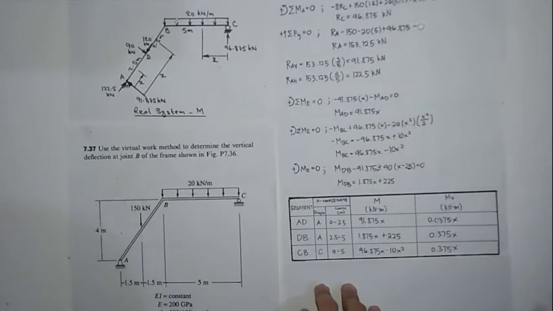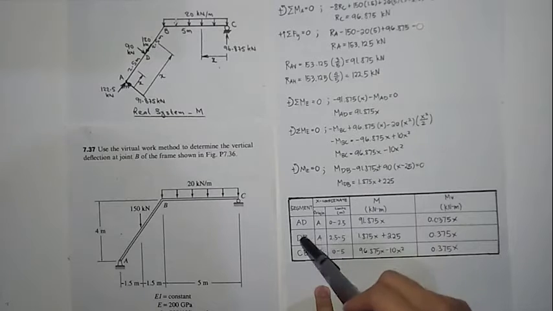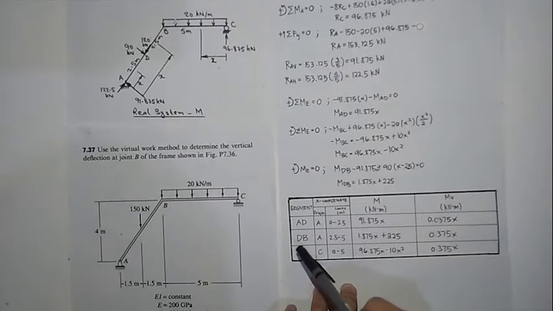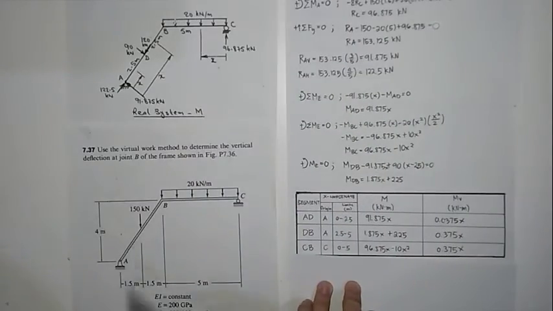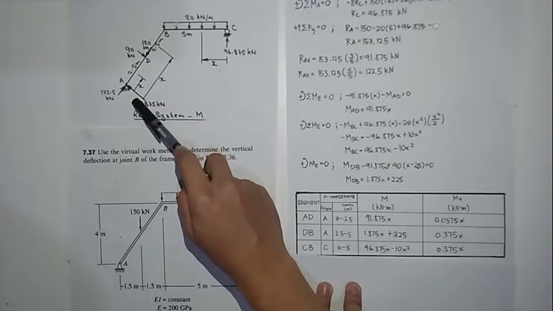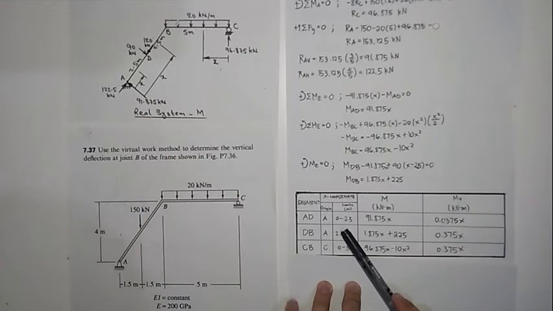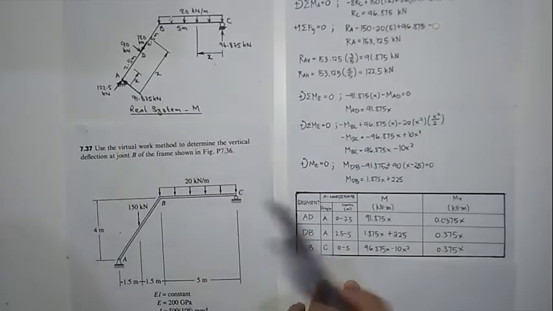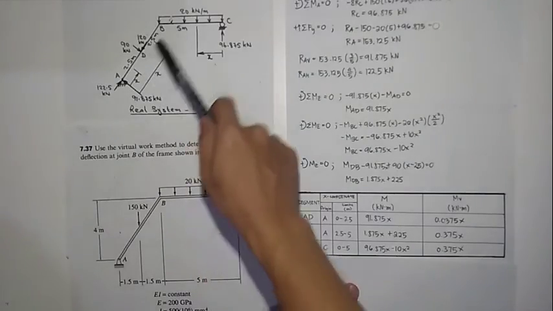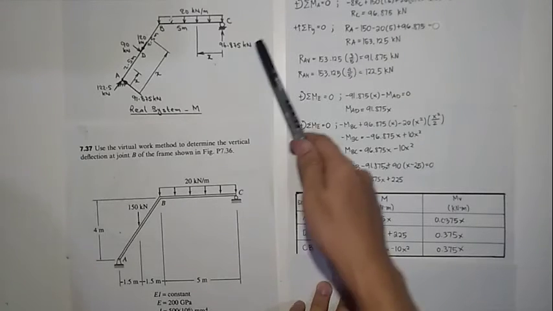Ito na po yung table na sinasabi ko. So, segment AD or member AD, origin niya po ito sa A. And DB, dito po tayo nagkuha ng origin sa A. And then ang CB, nagkuha po tayo ng origin dito sa C. Kaya po, x minus 2.5. Ang limits po niya ay ang AD from 0 to 2.5, and then ang DB, 2.5 to 5. And then from CB, from 0 to 5 meters.